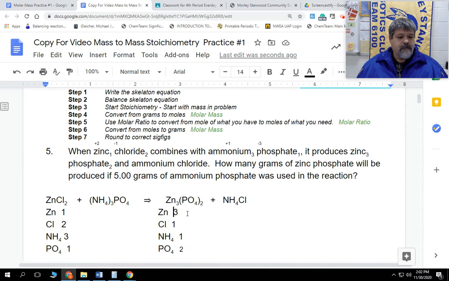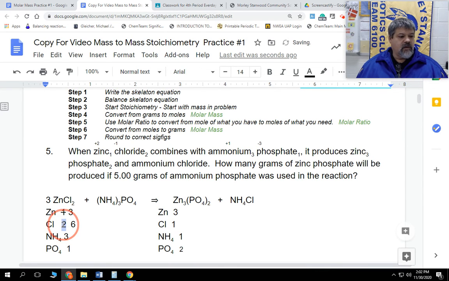But we're going to go ahead and start with zinc first. So I have zinc right here. Okay, and so I have 3 on this side, or 1 on this side. So I can only change the coefficients if you remember. So we're going to put a 3 right there. That means now we have 3 zincs. I'll get rid of this. But we also changed the chlorine. So I have 2 times 3 is 6 chlorine. So now I have 6 chlorine, and we'll get rid of this one.